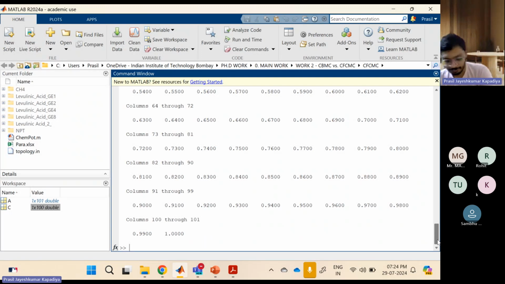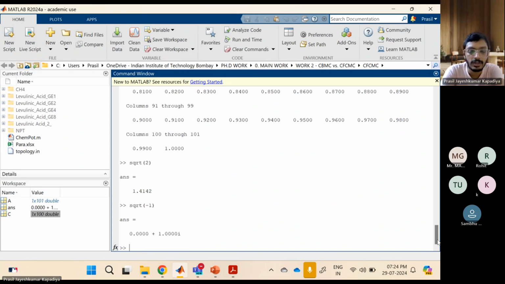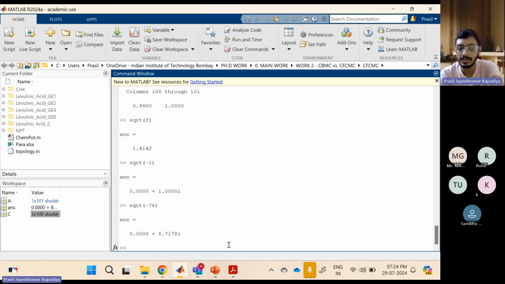Is this clear to everyone? Yeah, it's clear. Let's say I want to find square root. So square root is SQRT, square root of 2. So it is printing this. Let's say I am writing SQRT of -1. So it is giving i, right? i square is equal to -1. So square root of -1 is i. Let's say square root of -76. So it will be something like this.